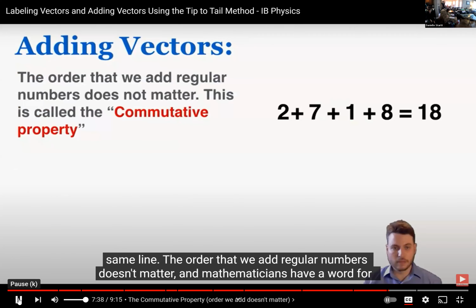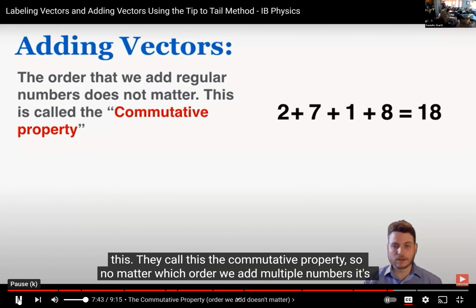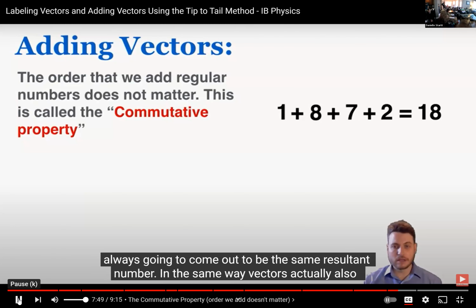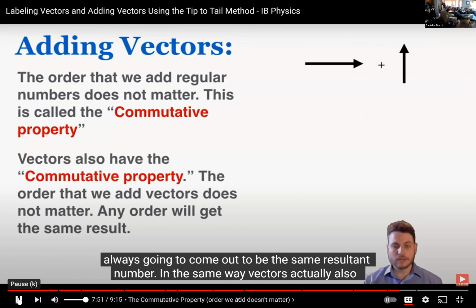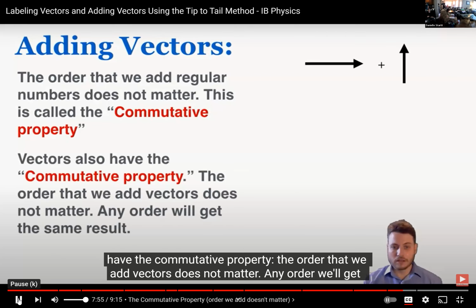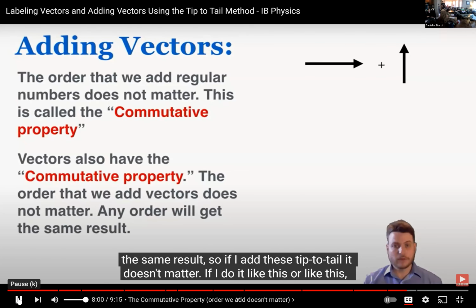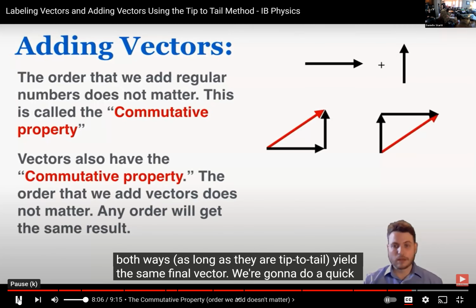The order that we add regular numbers doesn't matter, and mathematicians have a word for this. They call this the commutative property. So no matter which order we add multiple numbers, it's always going to come out to be the same resultant number. In the same way, vectors actually also have the commutative property. The order that we add vectors does not matter. Any order will get the same result. So if I add these tip to tail, it doesn't matter if I do it like this or like this. Both ways, as long as they are tip to tail, yield the same final vector.